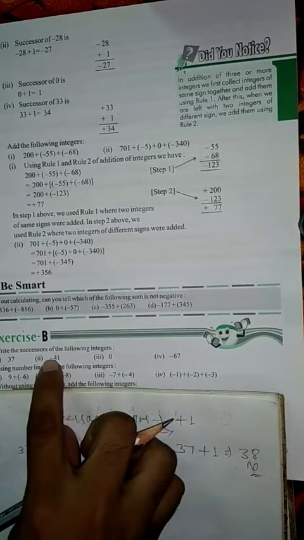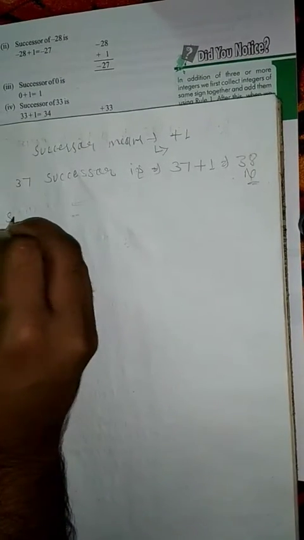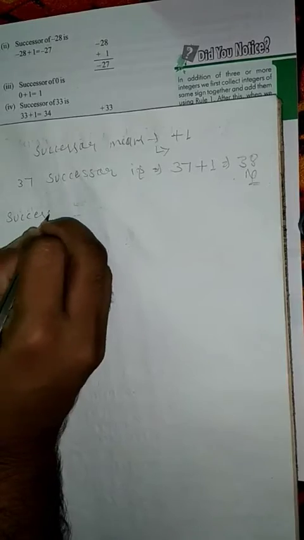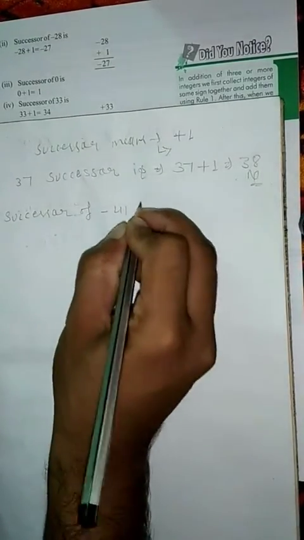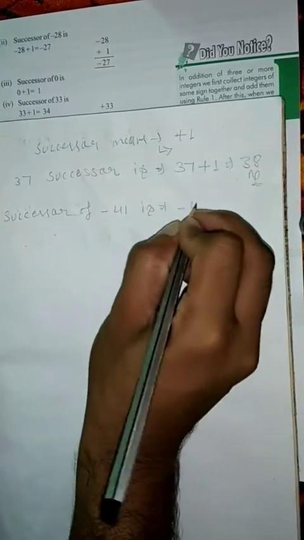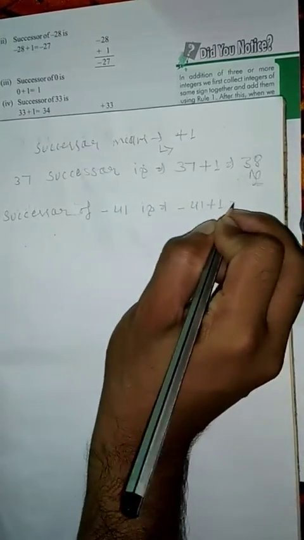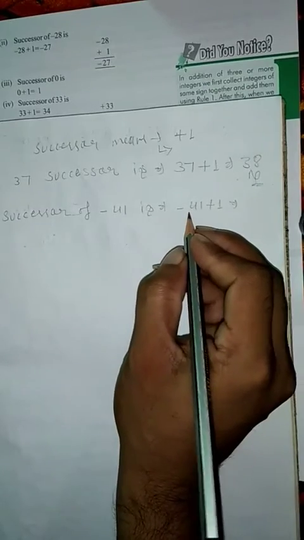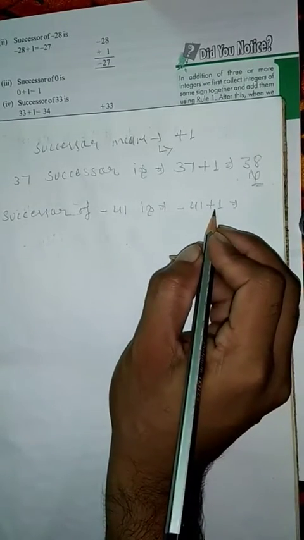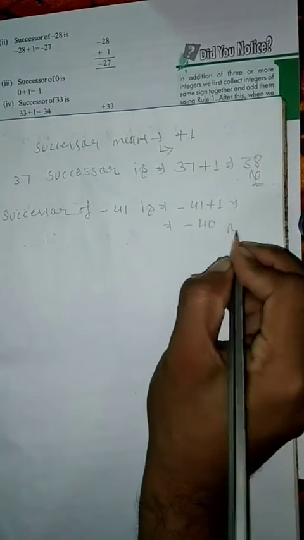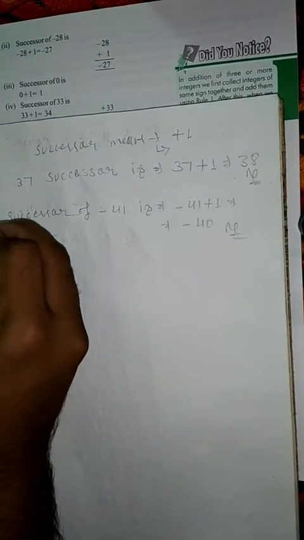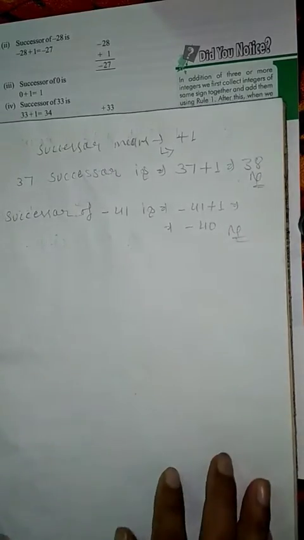Then question number 2. Here the value is -41. How can we find the successor of -41? The successor of -41 is, simple, we add -41 and +1. So when we add, the value is -41 and this is +1. Simple, subtract the value and the answer is -40. So this is the answer for question number 2 of the first.